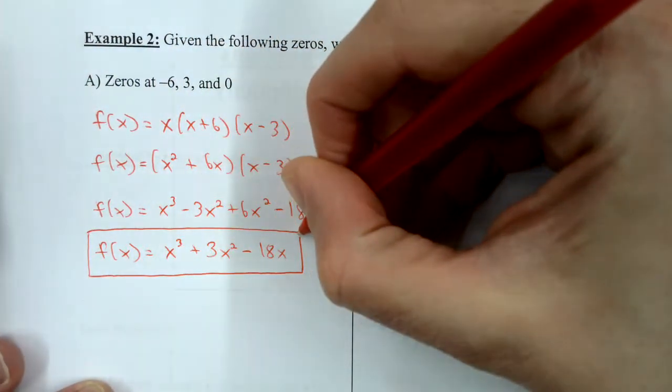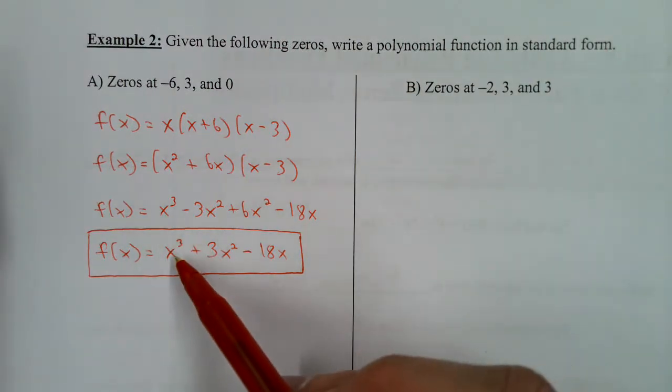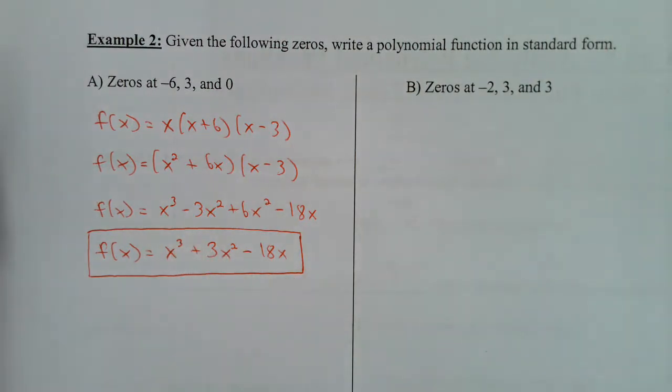And that is standard form, okay? We combined all the like terms, and it's in descending order by the degree: x cubed, x squared, then just x. Same thing for example 2b. This one will be a little bit longer, actually.